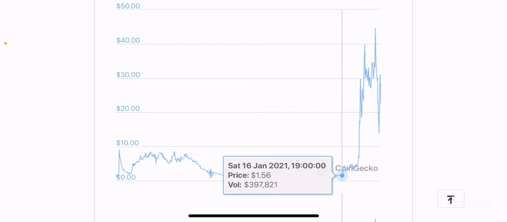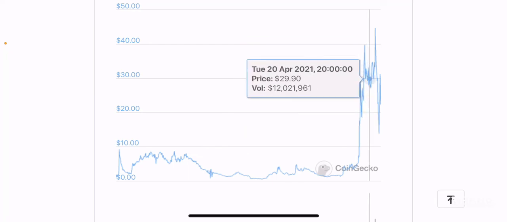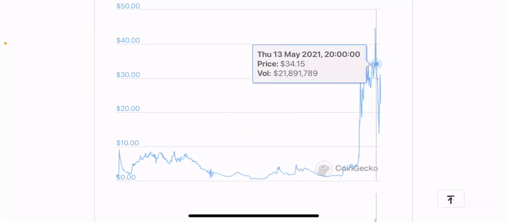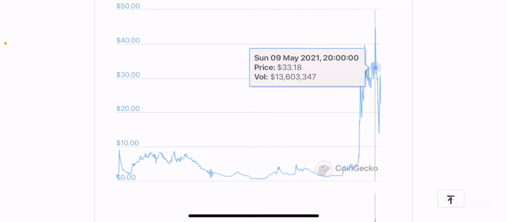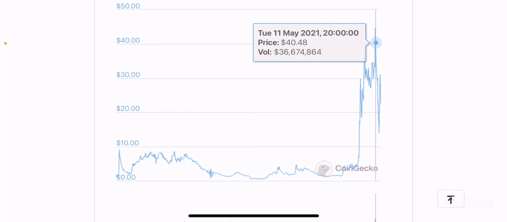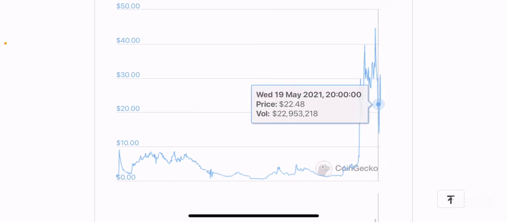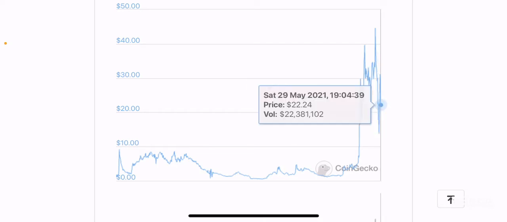But if you see, early this year, the token price went from $1.56 all the way to an all-time high of, I believe, close to $44, $45 range, on May 11th, and then had a very sharp decline where it went down all the way to like $16 per token.